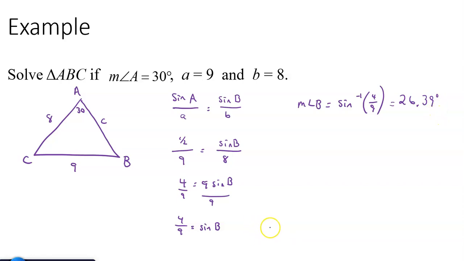All right, so remember we said that the reference angle in the second quadrant is also 26.39. So this is option 1. Option 2 is that the measure of angle B is 180 minus 26.39. All right, so let's do that. Let's take 180 minus 26.39, and I get 153.61.